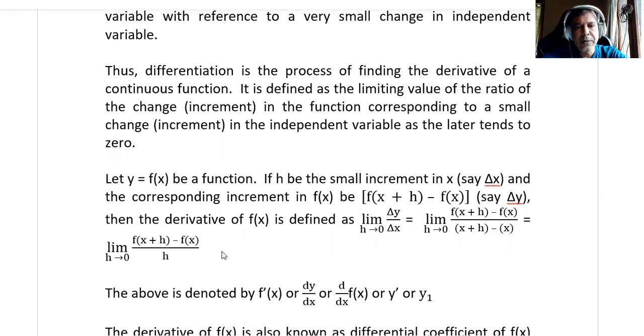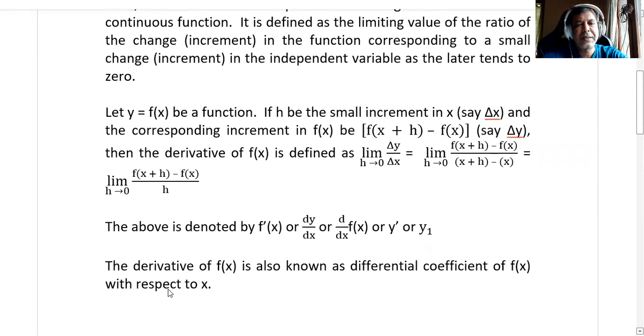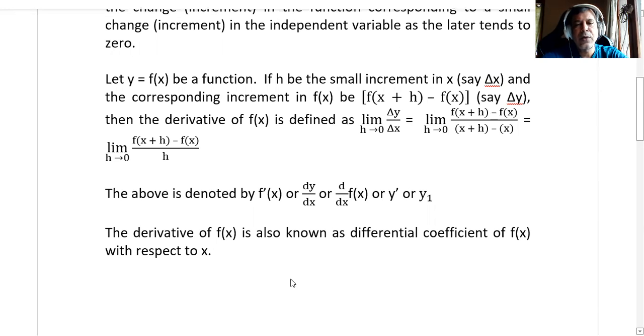So this derivative can also be written as f dash of x or f prime of x or dy by dx or d by dx of f of x, or we can call it y prime or y suffix 1, meaning first order derivative. The derivative of f of x is also known as differential coefficient of f of x with respect to x. In our subsequent video, we'll see what are the different rules applicable in differentiation.